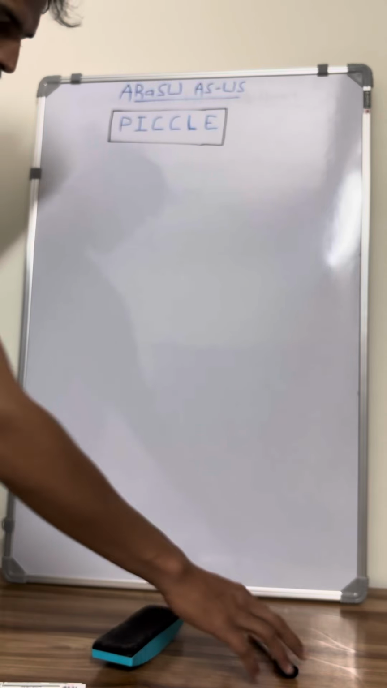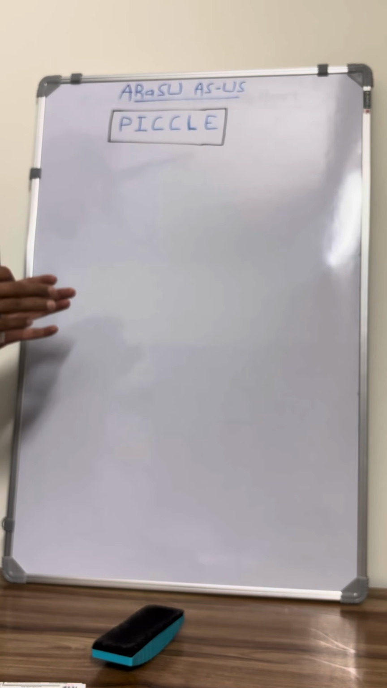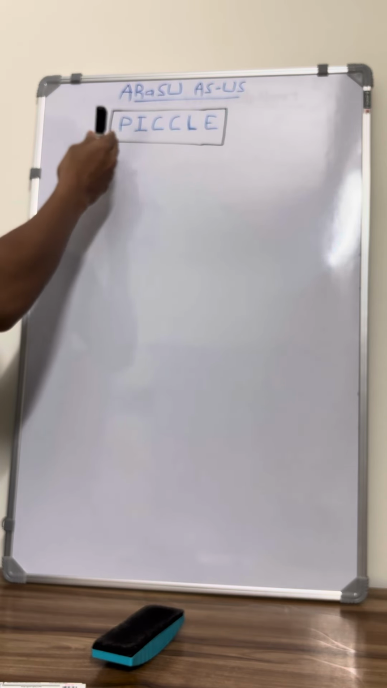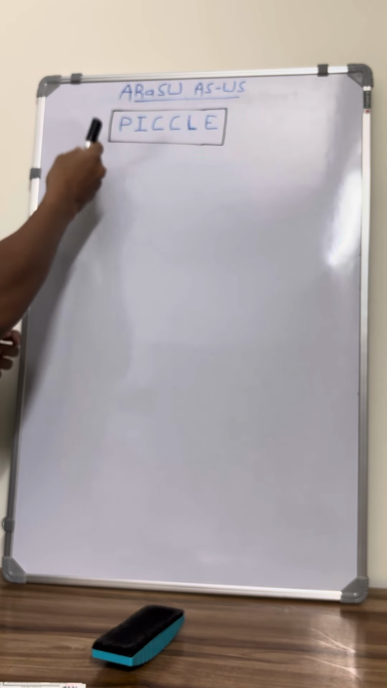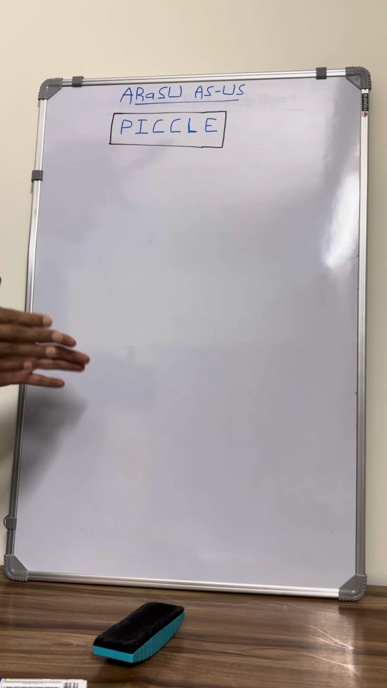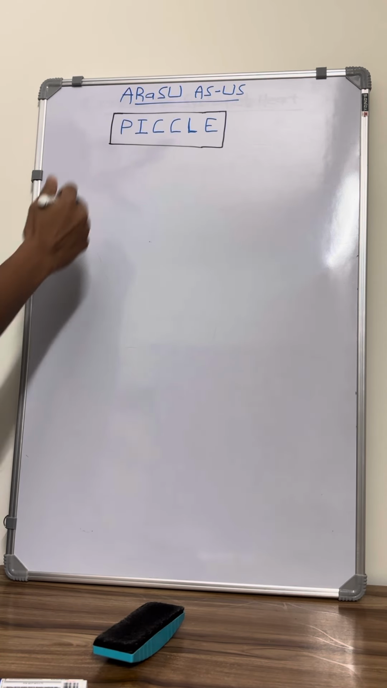Today we are going to discuss the most important general physical examination in clinical settings, that is the series of PICCLE: pallor, icterus, cyanosis, clubbing, lymphadenopathy and edema. So we'll deal with them one by one now. First of all, about pallor.